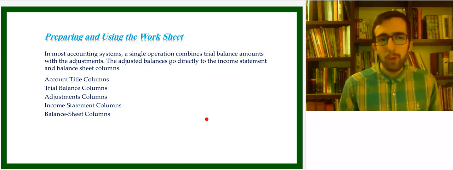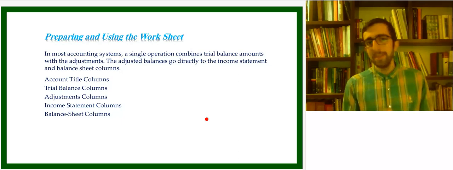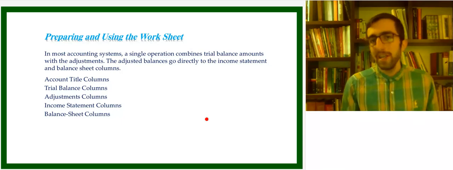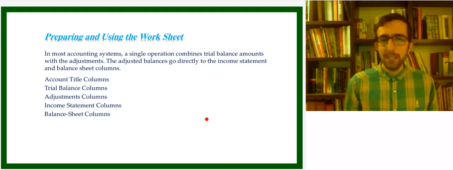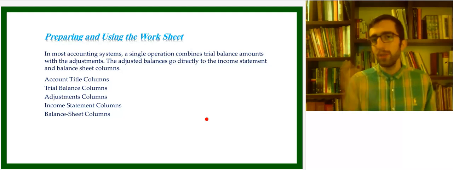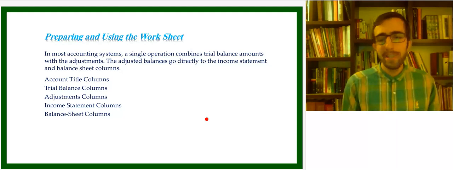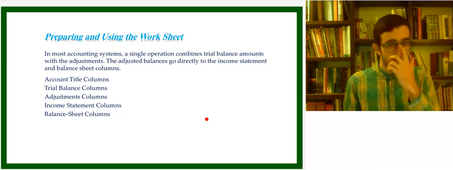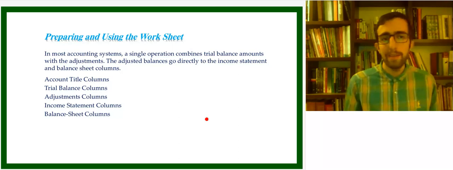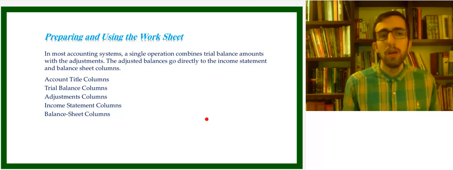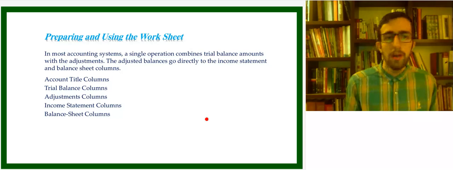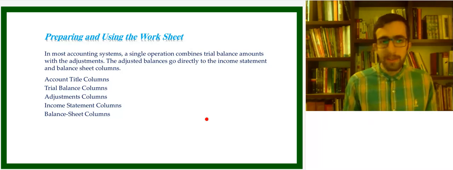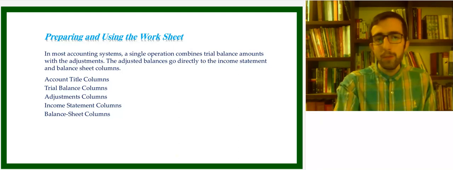And finally, we can prepare and use the worksheet. In most accounting systems, a single operation combines trial balance amounts with the adjustments. The adjusted balances go directly to the income statement. And as you remember from chapter 4, in the worksheet we have the account titles column, unadjusted trial balance column, adjustments column, adjusted trial balance, income statement, and finally balance sheet columns.